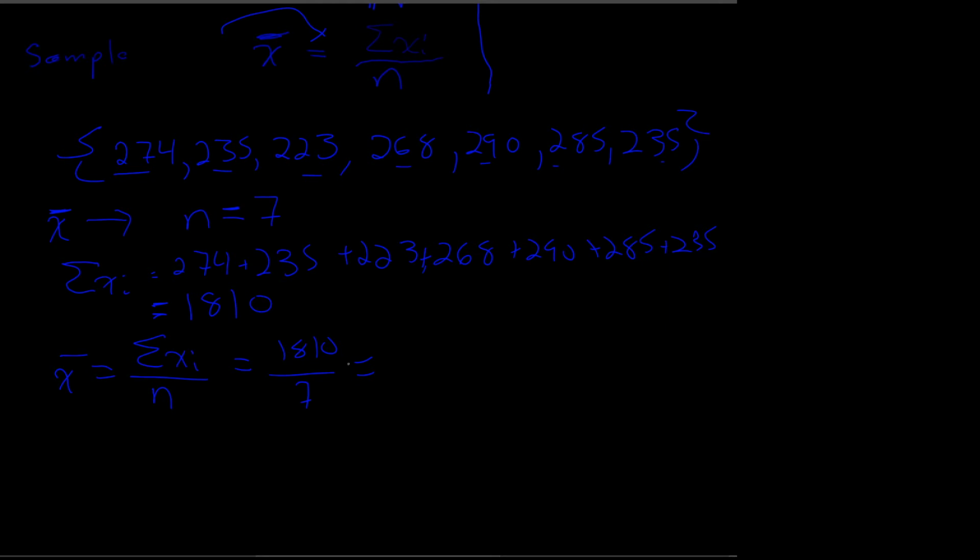See if I can type properly today. And that is 258.571428 and so on, because calculators give me extra digits. So I'm going to use a wiggly line to say I'm going to approximate. I'm going to round to one decimal place, and that's 258.6 pounds. And so this is my average of my sample.